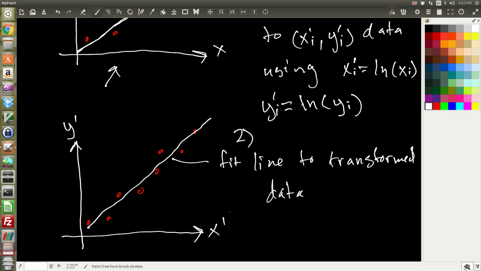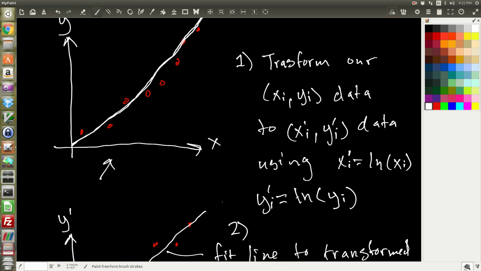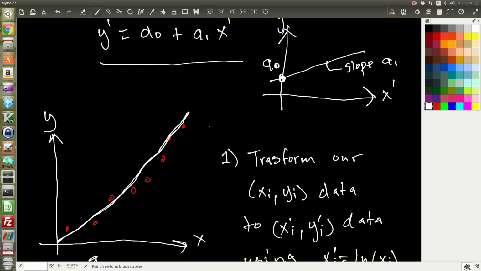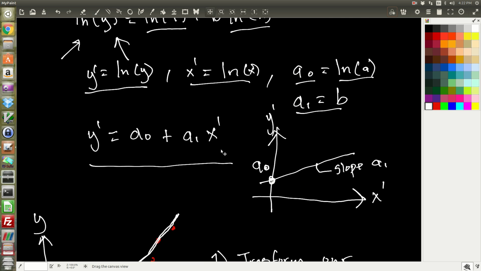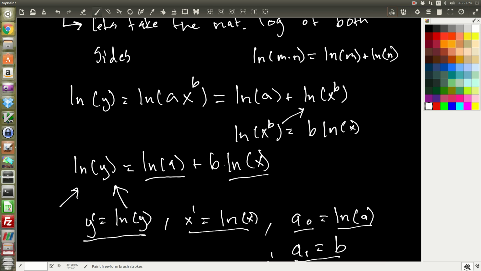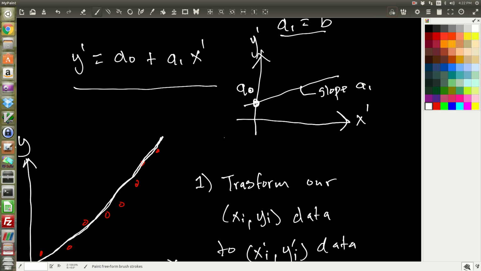And then let's say, okay, well that's great and all. Now I've got a line that fits this transformed data, but really what I wanted to begin with was to figure out what my parameters were for my power law. So let's just rewrite it down here.